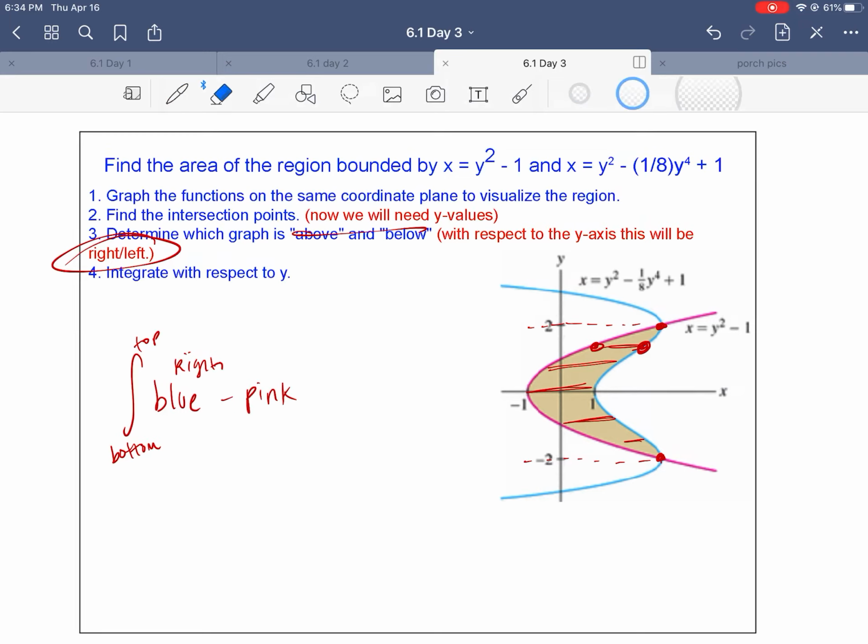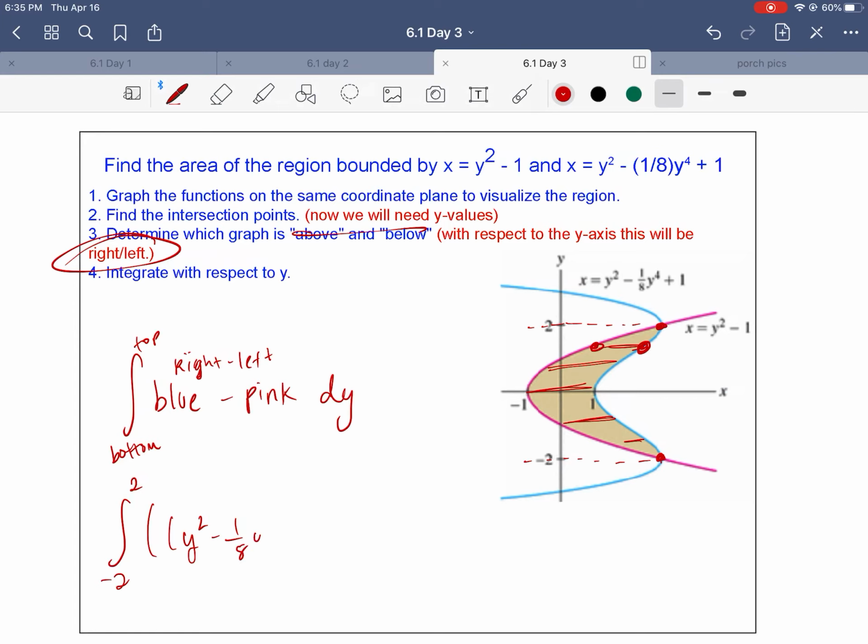What did I just write? Right. And this is a dy. So in equation form, it goes from -2 till +2, parentheses, two sets, y squared minus 1/8 y to the 4th plus 1 minus quantity y squared minus 1 dy. Now this is one that I'm definitely going to simplify because the y squareds actually cancel out.